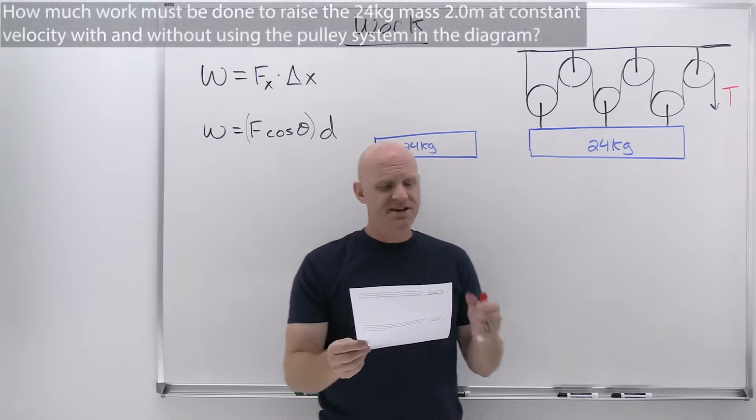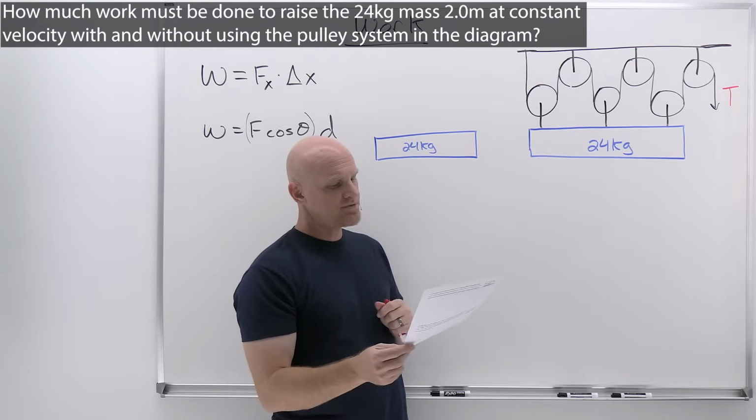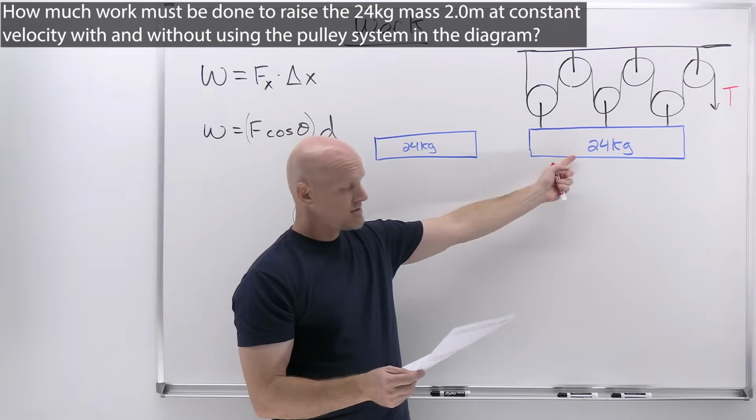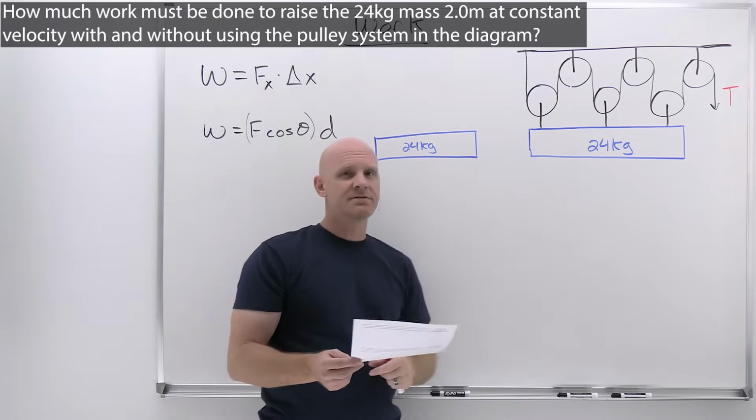All right, the next question says, how much work must be done to raise the 24 kilogram mass 2.0 meters at constant velocity with and without the pulley system in the diagram?